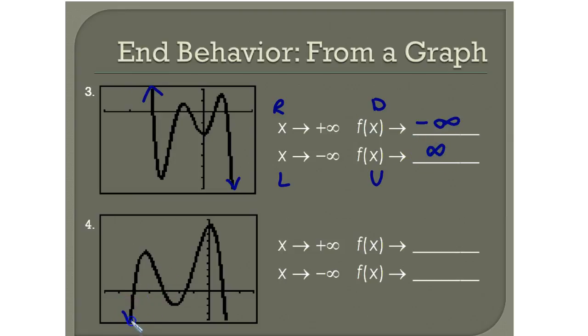Example number 4, right side is down. That's negative infinity. Left side is also down. That's negative infinity. Both of them are down.